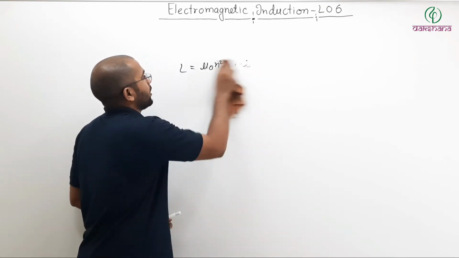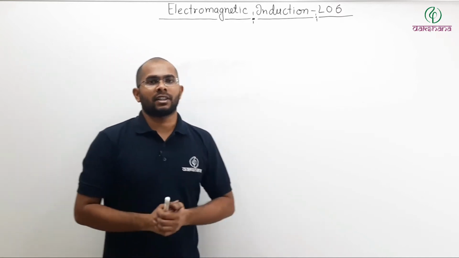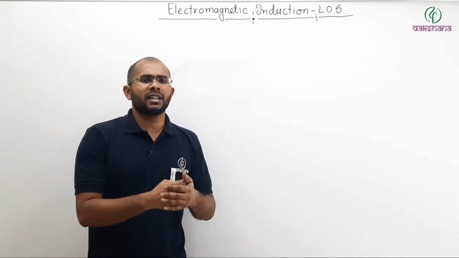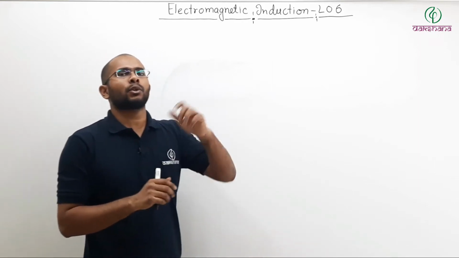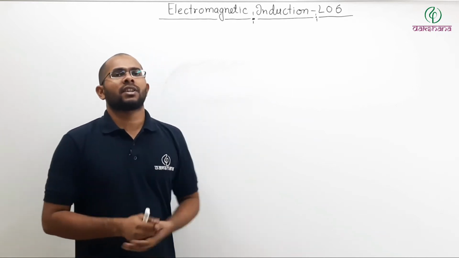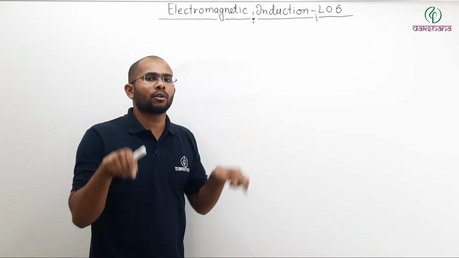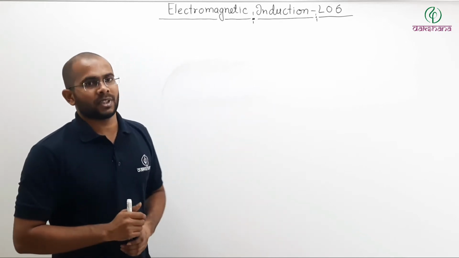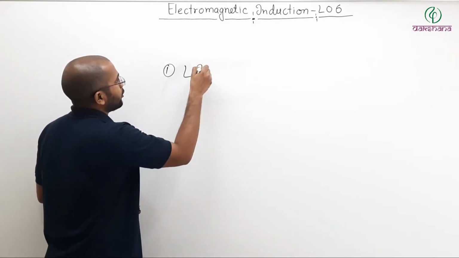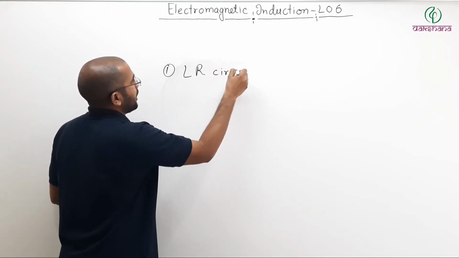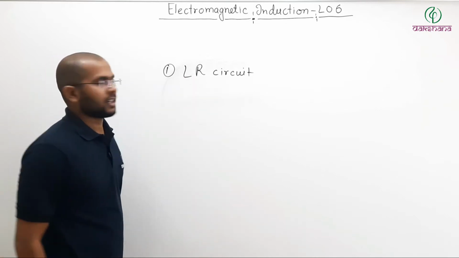In this lecture we are going to talk about what happens when an inductor is connected to a battery through a resistor. What is an inductor? An inductor is nothing but a long solenoid. So if I add an inductor and a resistor in series and connect them across a battery, then what happens? That is called your LR circuit, meaning inductor and resistance, like this.